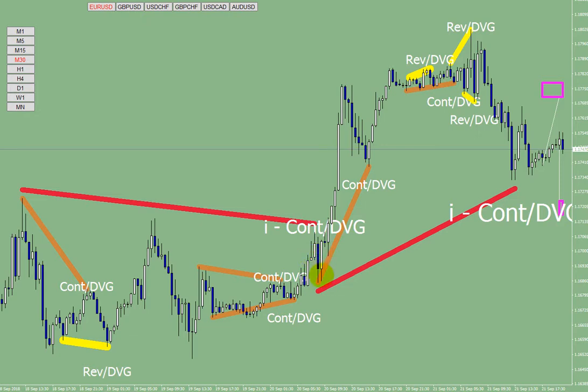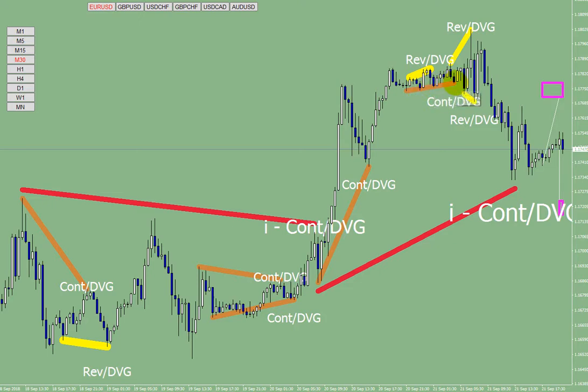Now there's two more of these brown continuation divergences here. What you see here is again a higher low with a lower stochastic reading, which means that it is more oversold at this point than it was down here, and that could be only resolved by a continuation in the direction of the original move, and that's what happened.